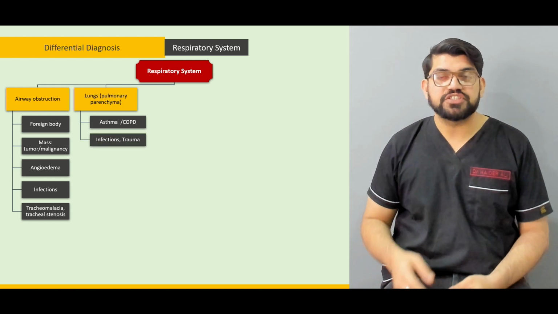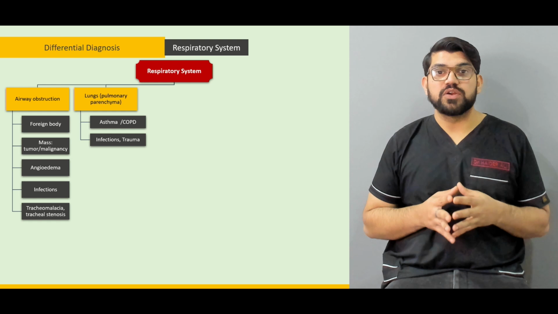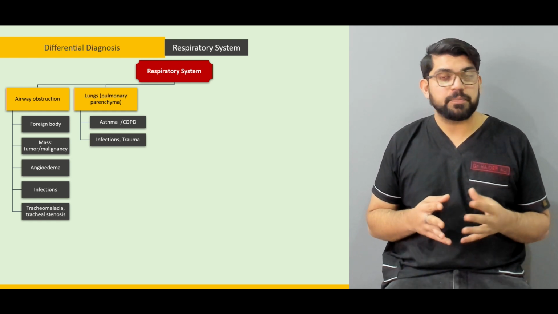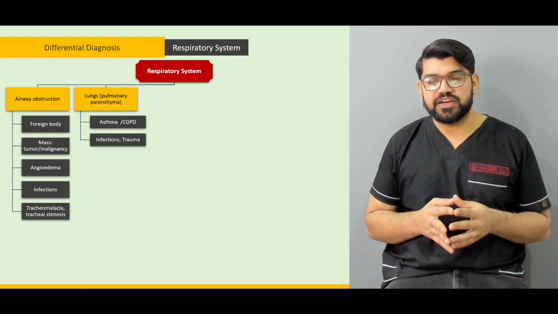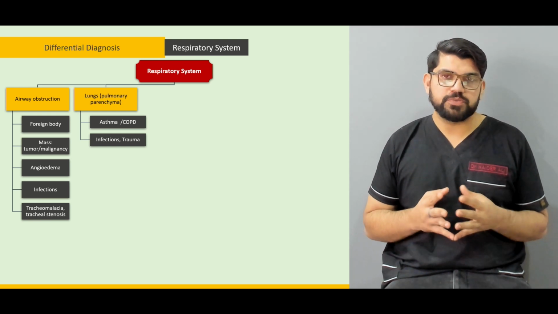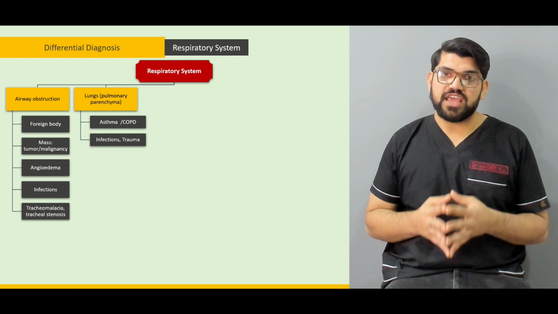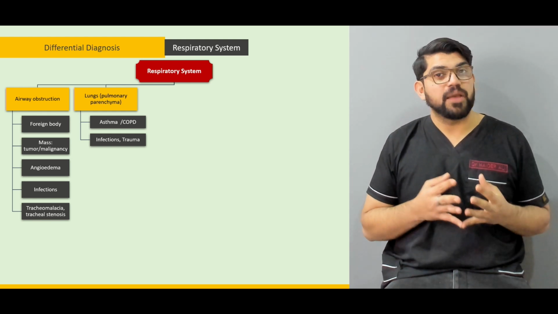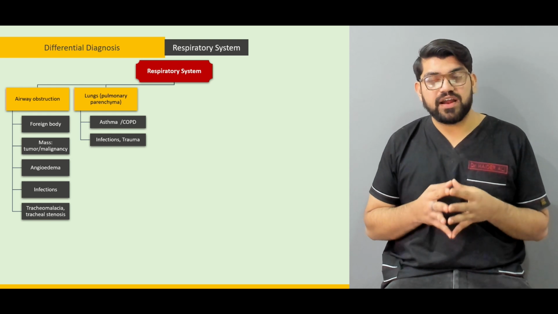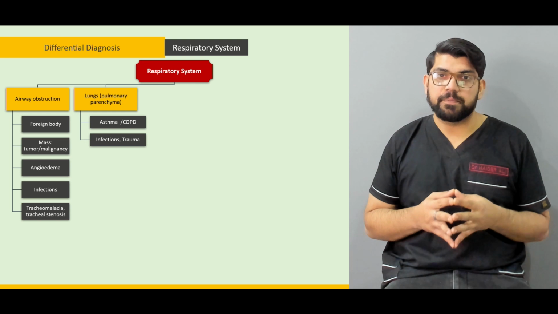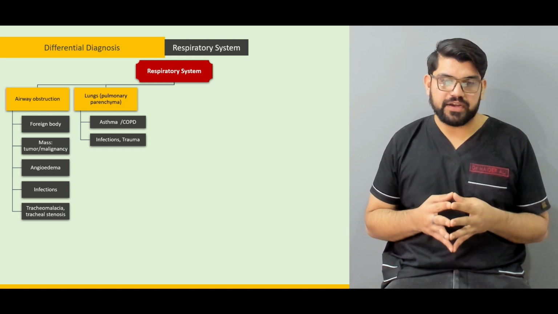Moving on to infection and trauma. Among infections, pneumonia is the most common cause. It might be hospital-acquired pneumonia, in patients with long-standing hospital admissions, or community-acquired pneumonia. The elderly, those of advanced age, diabetic, hypertensive, and immunocompromised patients are highly susceptible to pneumonia or infections within the lung parenchyma.